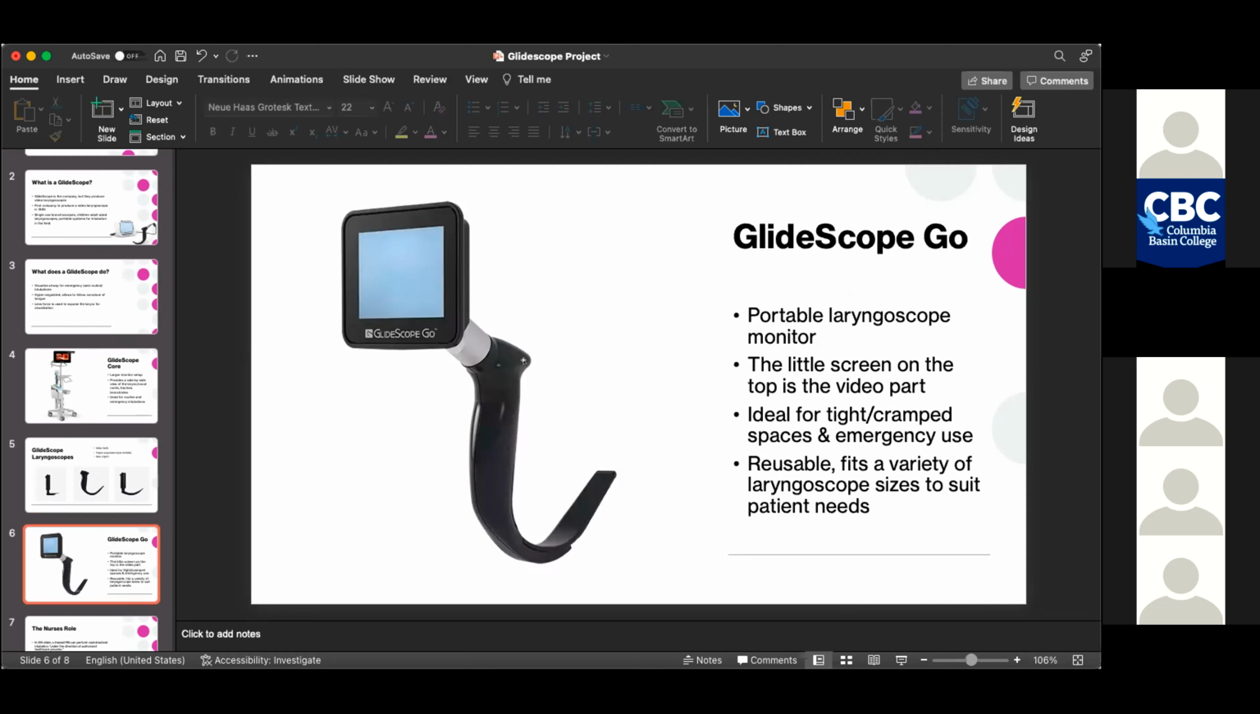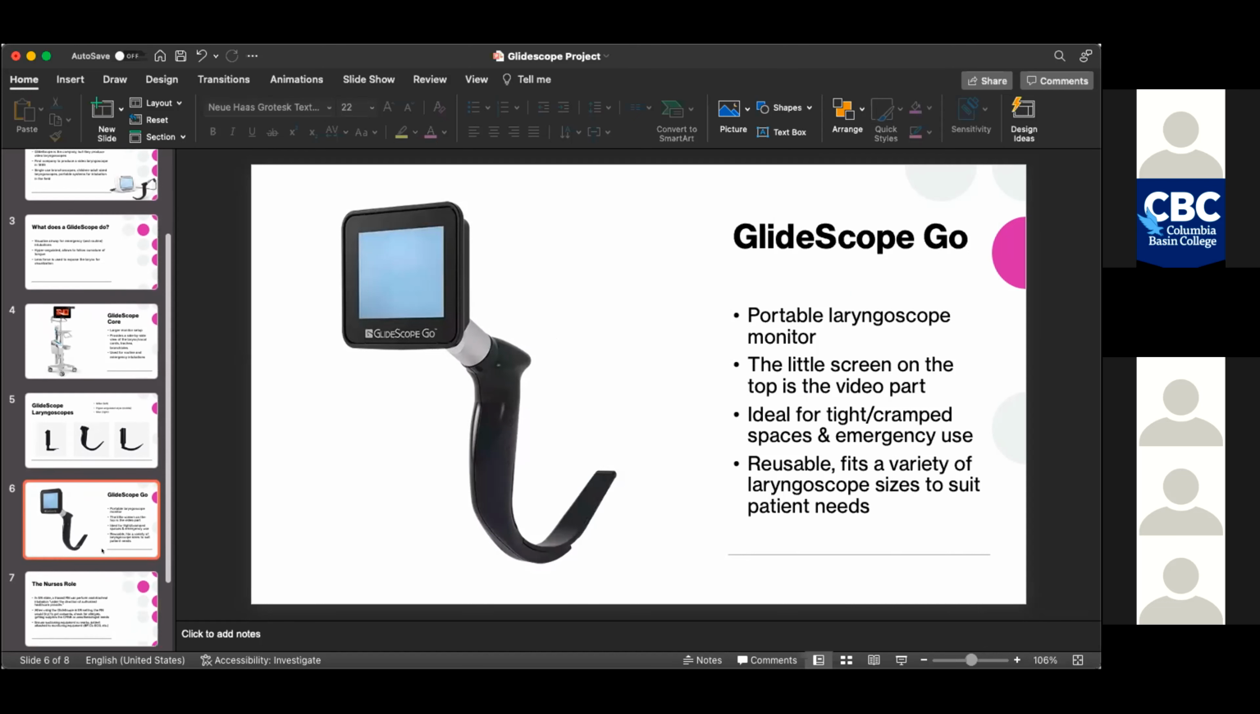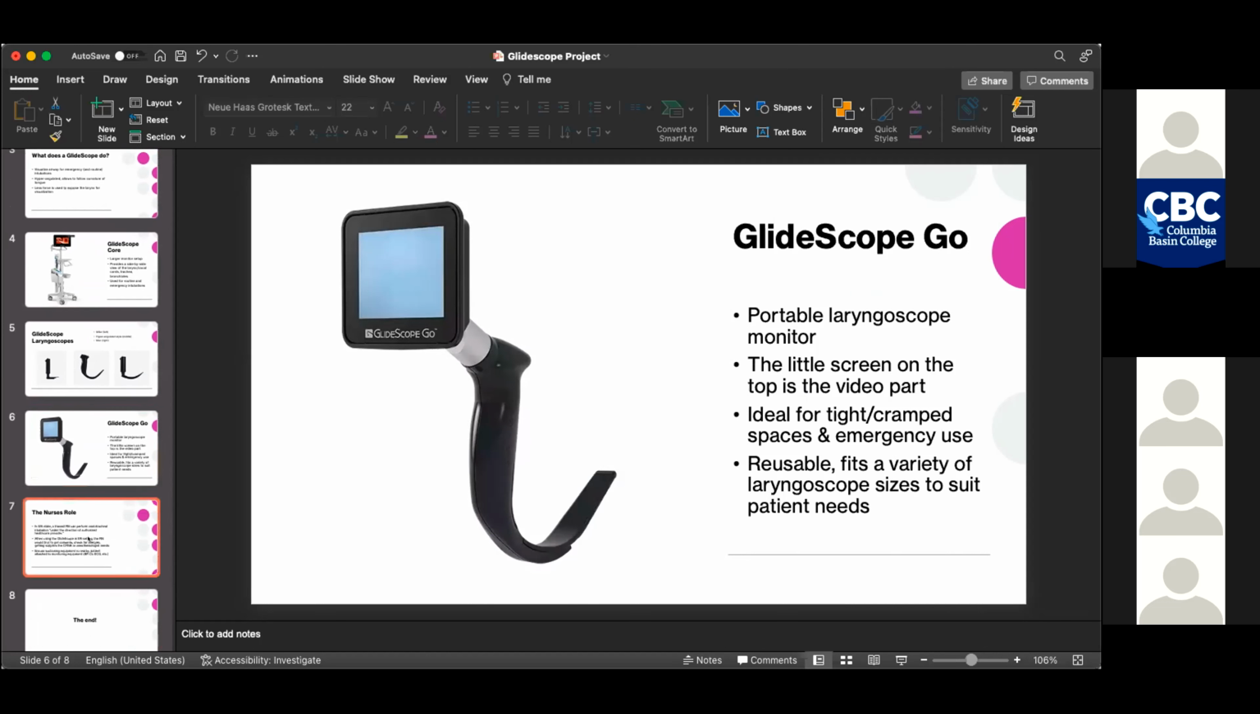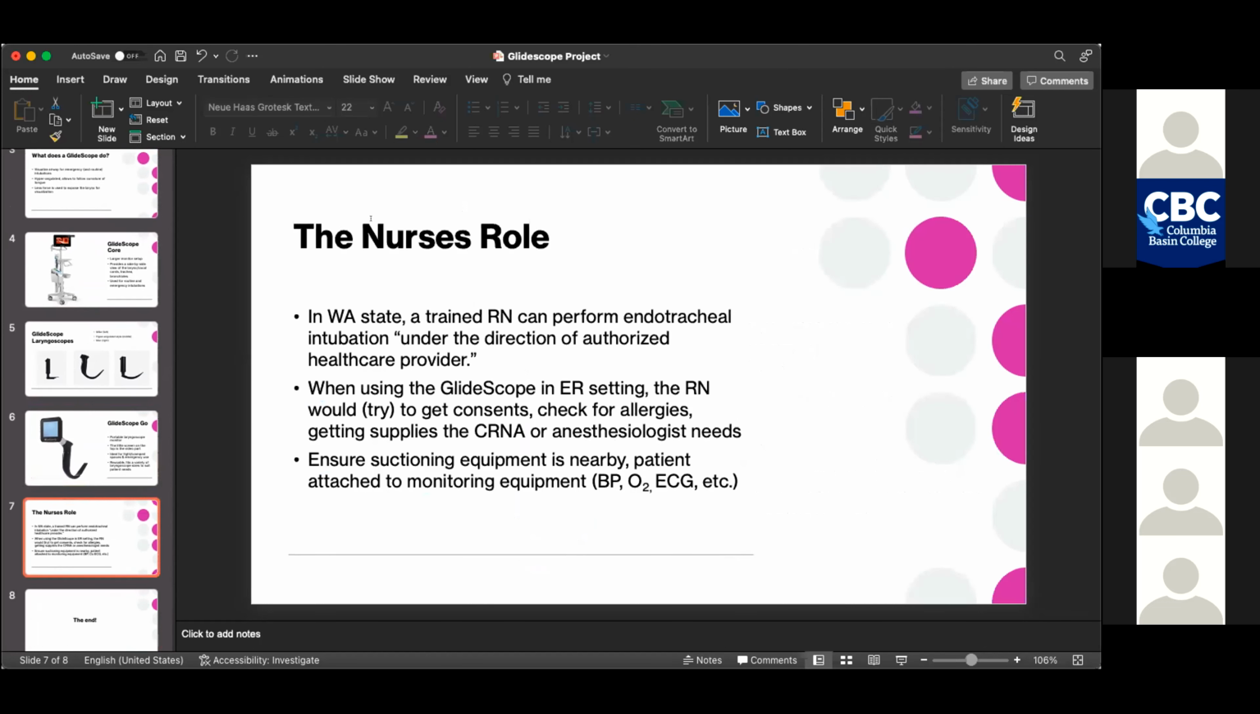And it is reusable. Where this gray thing is, it just pops off, and you would put a new one on between patients. So it reduces spreading infection and whatnot. And they come in a bunch of different sizes, which is awesome for different sized patients.